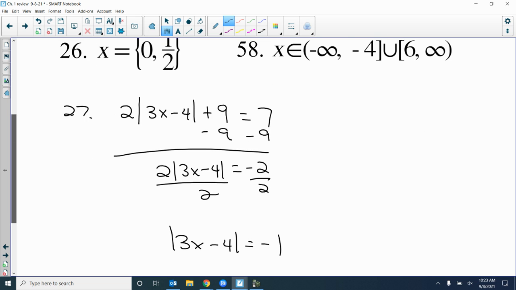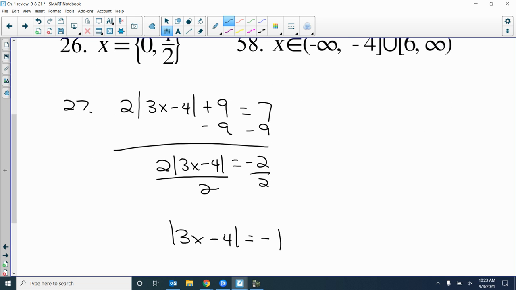I got 1 and -4/3. So if you throw in 1, here's what happens. You get 3 minus 4 is -1. The absolute value of that is 1. That gives you 2 plus 9, which is 11. So it won't work. You'll get the answer, but if you go back and check it, it won't work. So once it says a negative, boom, done. No solution for that one.